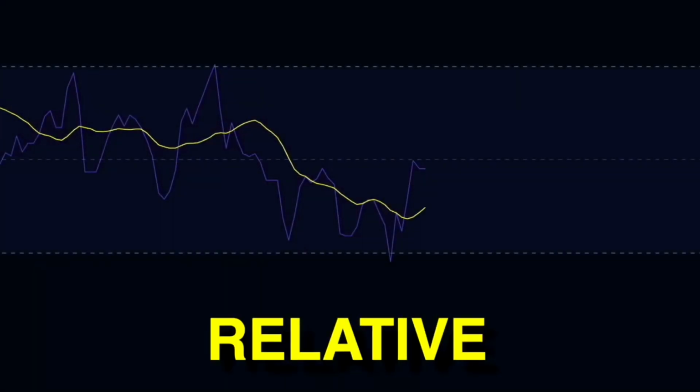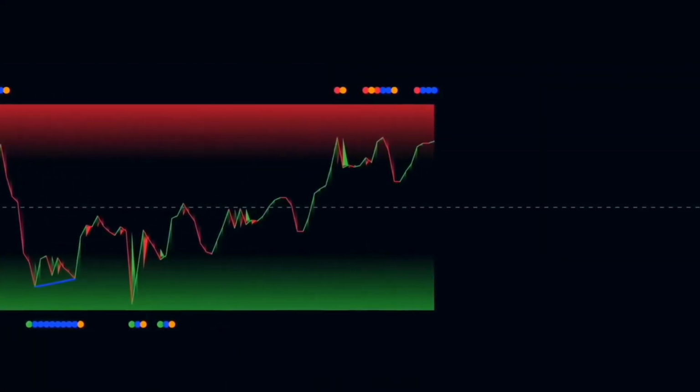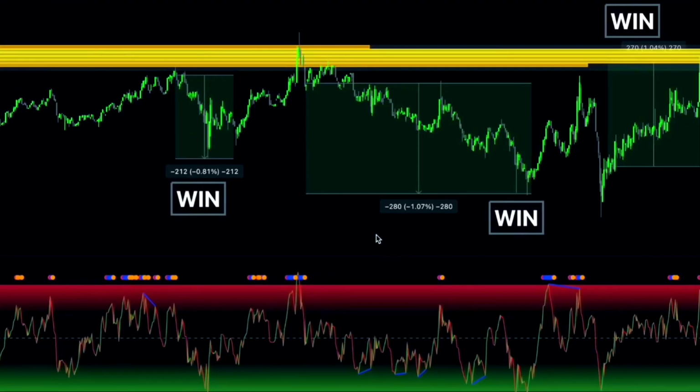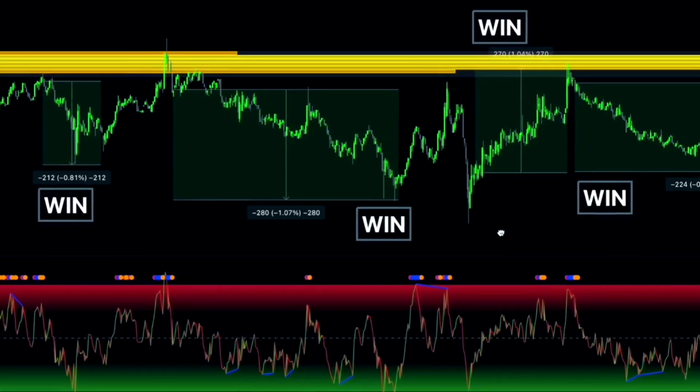Get rid of the old RSI and upgrade to the RSI Supreme indicator. While it might look similar, the RSI Supreme offers signals that are far more accurate. Just check out the impressive profits it generated on Bitcoin using the 5-minute chart. Every trade was a winner.